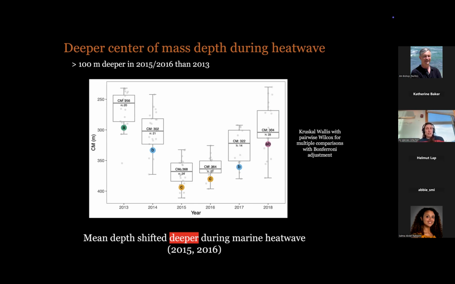In 2013, which was the first year of our study, the center of mass depth was 256 meters, which was over 100 meters shallower than both of the years during the heat wave. So that main scattering layer was shifted at least 100 meters deeper than in that initial year. 2013 is defined as a really strong upwelling year, so it's not necessarily the average preconditions, but there was quite a contrast between those two. 2014 and 2017 were intermediary, and it follows generally a parabolic curve where the deep scattering layer was fairly shallow in 2013 and seems to be resuming in that direction in 2018, but 2015 and 2016 were significantly deeper.